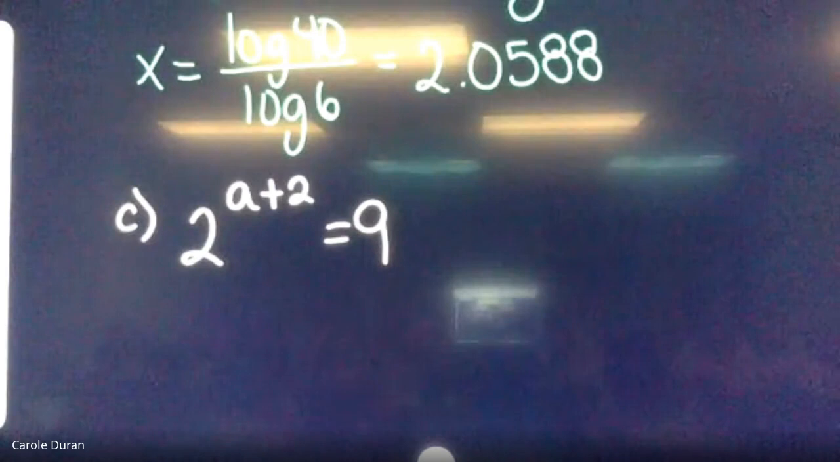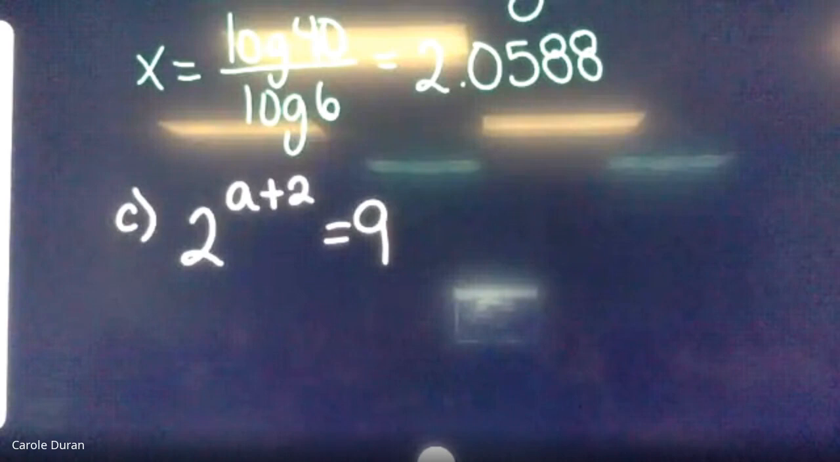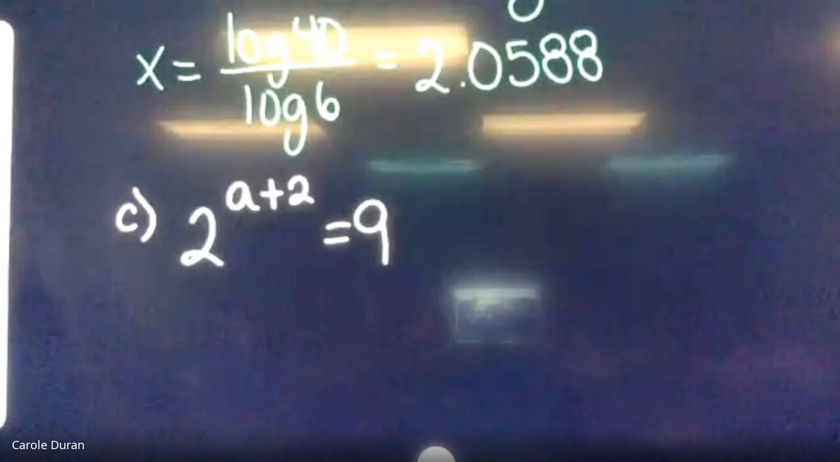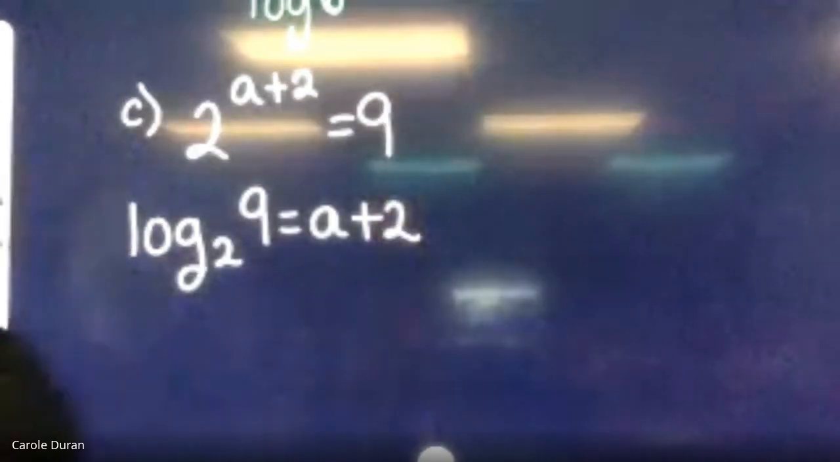How about I just change it into a logarithmic equation first? Why do I change it into a logarithmic equation? Because it brings my exponent down to the main level of the problem, which is really the only way that I can isolate it. That's the whole reason that we do this. So if I change this into a logarithmic equation, it will be log base 2 of 9 equals a plus 2. To solve this, I need to get a by itself.